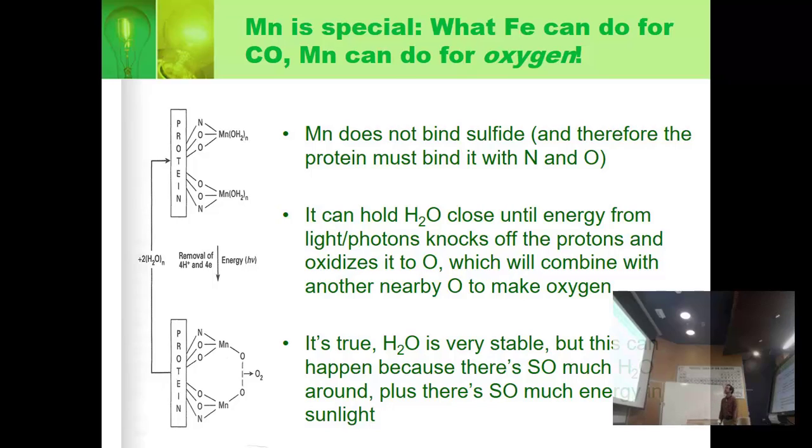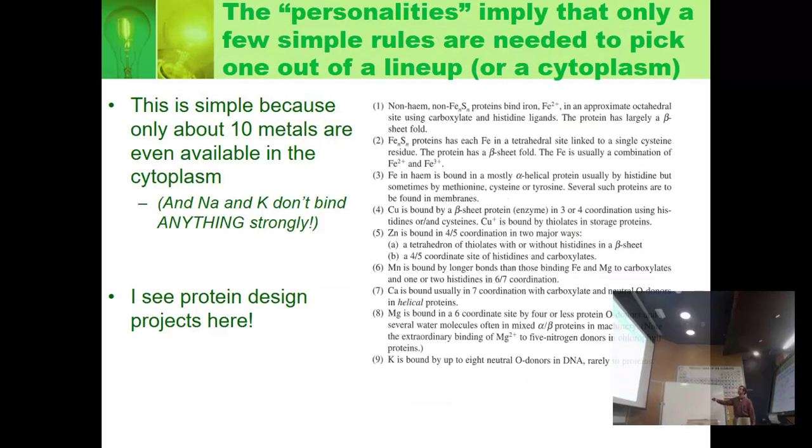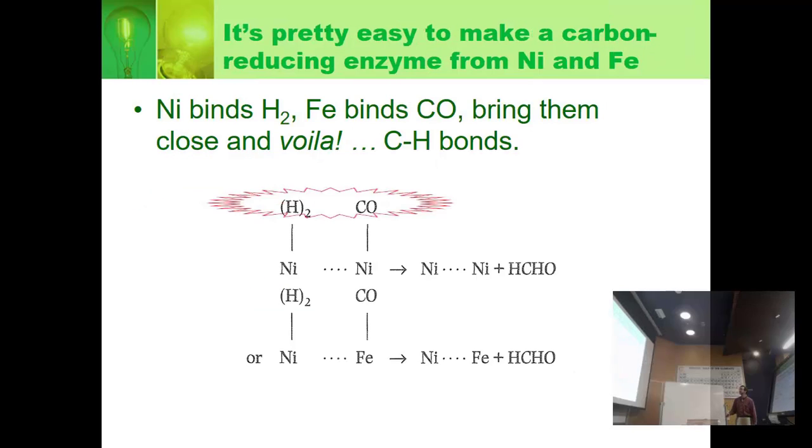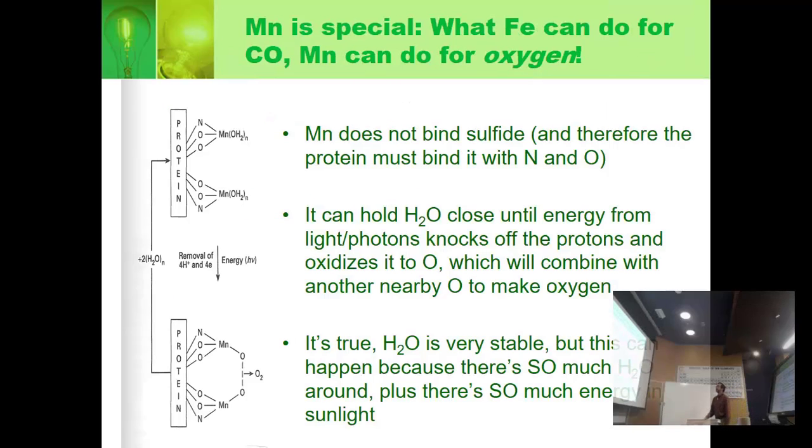And it actually likes to bind, if we look at the rules here, in fact, let's go back and look at the rules. Right here, Mn is bound by longer bonds to carboxylates and 1 or 2 histidines. If you remember your amino acids, there's no sulfurs in there. Manganese does not like to bind sulfur. But on a more oxygen-rich planet, it would have more things to bind. And really, this amazing chemistry is a variant of bind two things and let them bond.